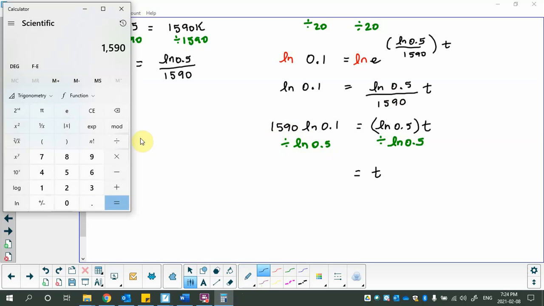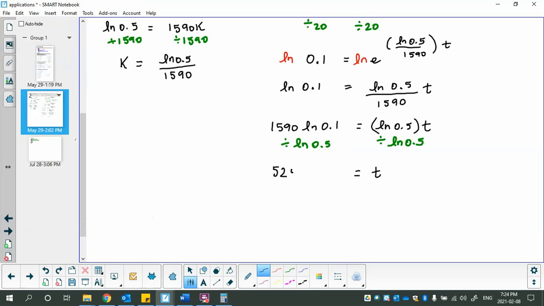That is not the alternate method. So still bear with me. Don't panic that the answer is negative because I still have to divide by 0.5. Hit the ln button. There's another negative number, so we end up with a positive. So 5281.9. Therefore, it will take 5281.9.